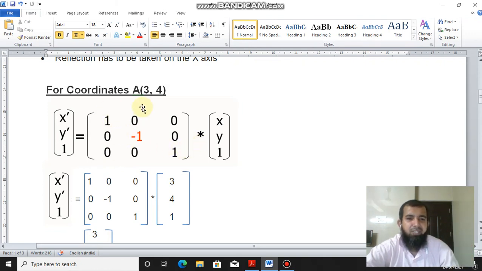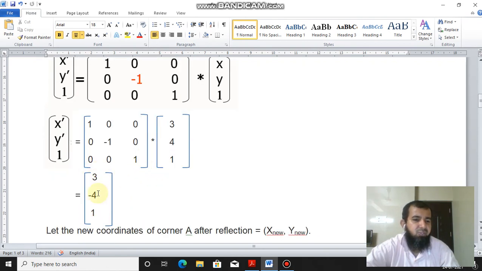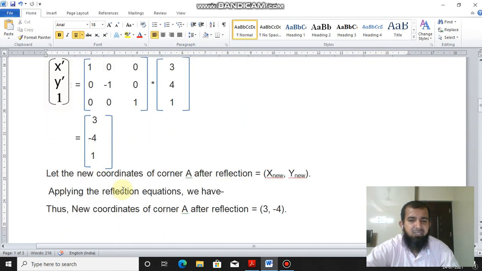You have to take each vertex, then apply the matrix and write the x and y values. You just multiply. You get the new x dash and y dash. Clear? Like this you have to do.